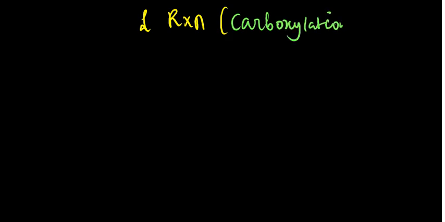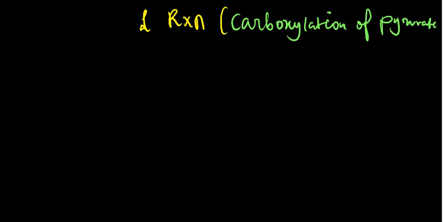Alright, so the first thing that we're going to talk about is what exactly happens to the pyruvate after it's formed via glycolysis. The first reaction that occurs is carboxylation of pyruvate. You can write this down. This is the first thing that happens in the first reaction.